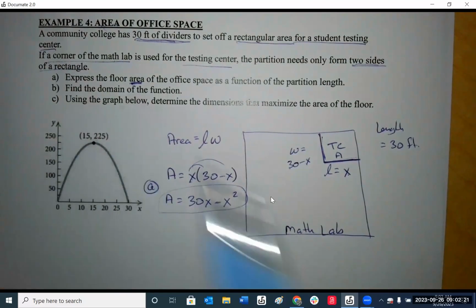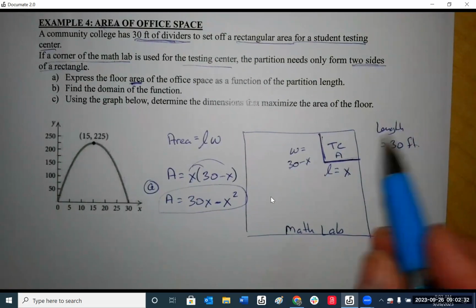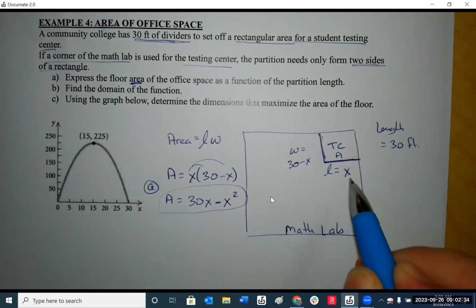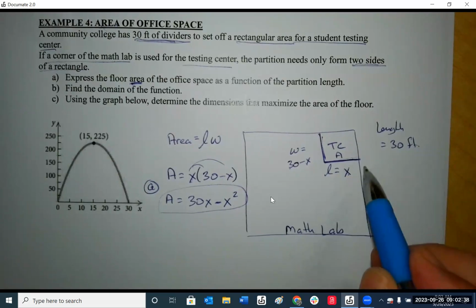What's the domain of the function? The domain is looking for this. What's the smallest this X value can be? How far away from the wall is the smallest it can be?